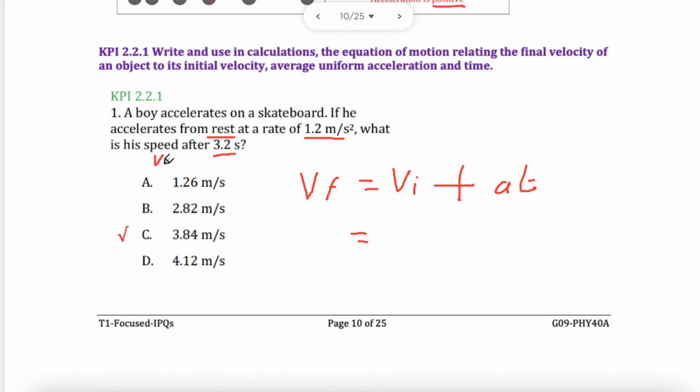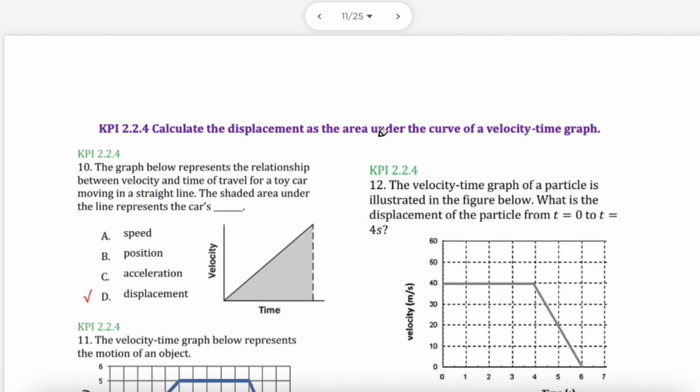So I need the final speed. I have the acceleration, in meters per second squared. I have the time, and it says from rest, so V initial is 0. So V initial is 0 plus 1.2 times 3.2. Putting that in your calculator, you will get 3.84.